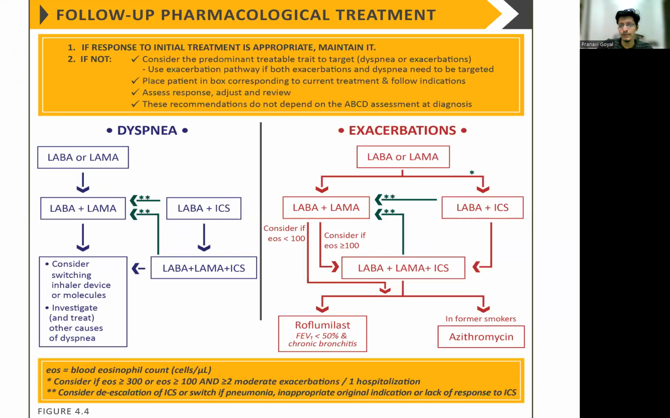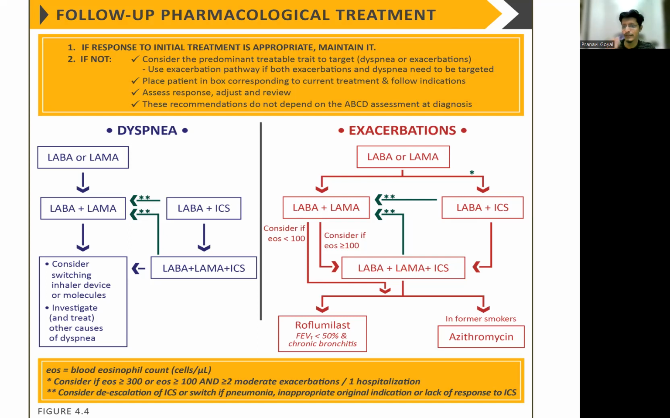Now, you have to categorize your patient, whether he is in a dyspneic state or it is an acute exacerbation. If he is in a dyspneic state, add a LABA or LAMA, and you can add a LABA with LAMA. So, if the patient has been on a lot of inhaled corticosteroids for a very long time, you just give LABA and LAMA. And if the patient is not relieved, you add LABA and LAMA with inhaled corticosteroids.